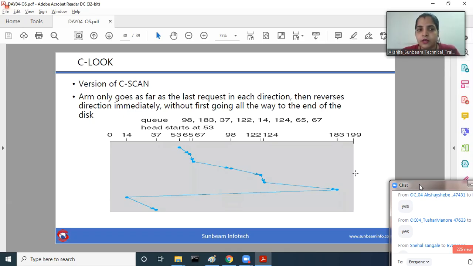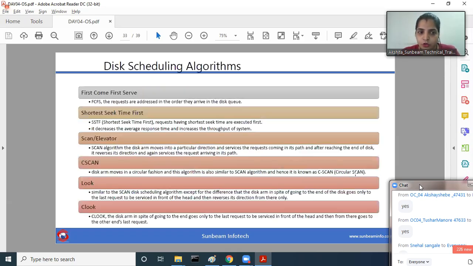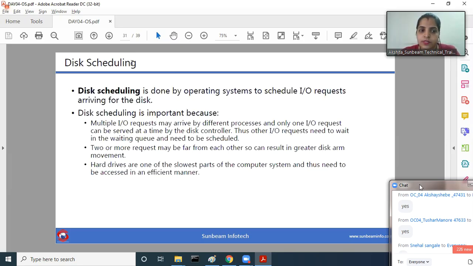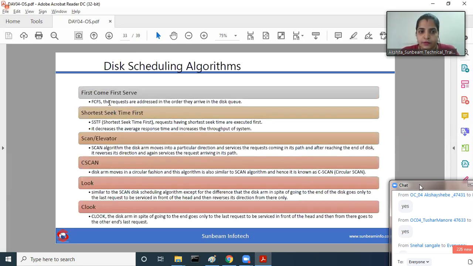So have you all understood? I have included a one-line description of all these algorithms on this slide. First come, first served: the requests are addressed in the order they arrive in the disk queue. Shortest seek time: requests having the shortest seek time are executed first. In the SCAN algorithm, the disk arm moves in a particular direction, services the requests coming on its path and reaches the end of the disk. It works like a lift, and that is nothing but the elevator algorithm.